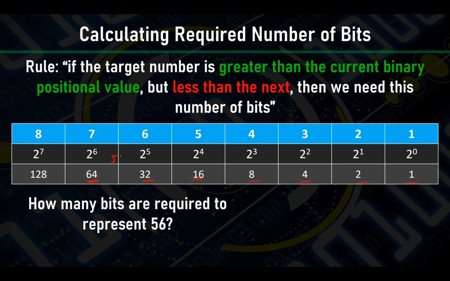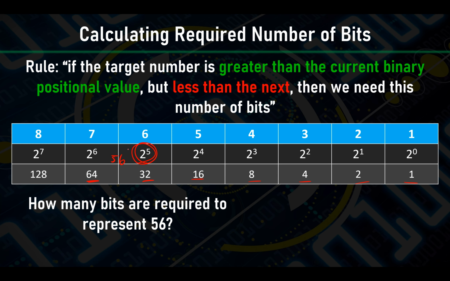So 64 is actually going to be too big. A better way to say it is that you're just going to go in the middle. Since 56 is less than 64 but bigger than 32, it's going to be in the middle, and therefore this is how many bits we need.